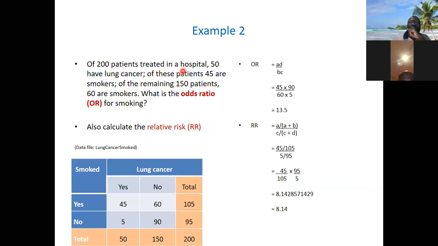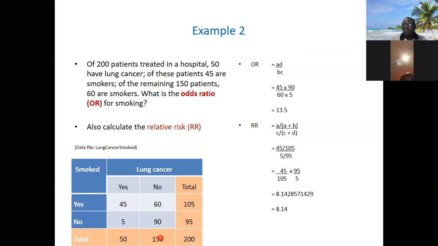Of 200 patients treated in the hospital, 50 have lung cancer. Of these patients, 45 are smokers. Of the remaining 150 patients, 16 are smokers. What is the odds ratio? Now, look at it. The total, all of them, is 200 people: 50 have lung cancer, 150 do not have lung cancer. Out of the 50 that developed lung cancer, 45 smoke, 5 do not smoke.